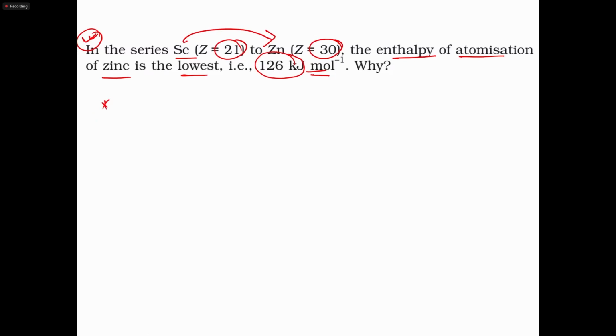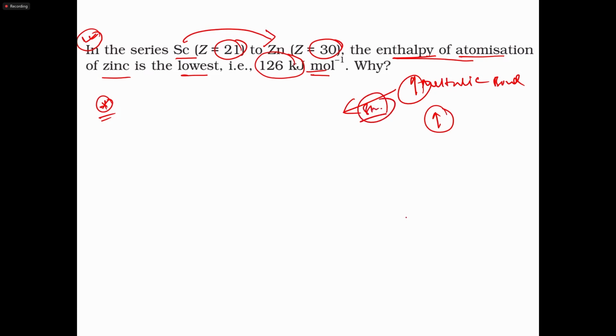The reason I have already told in this class: the enthalpy of atomization is the amount of energy required to break this bond. When the metallic bond is more stronger, then the atomization value will be high. Now the question is when it will be more stronger.